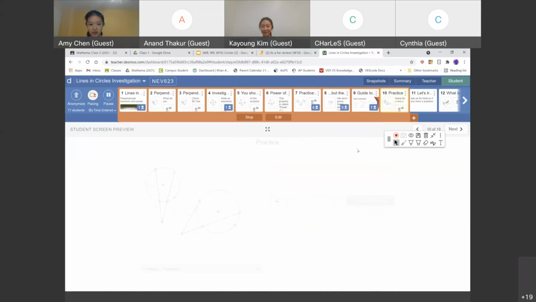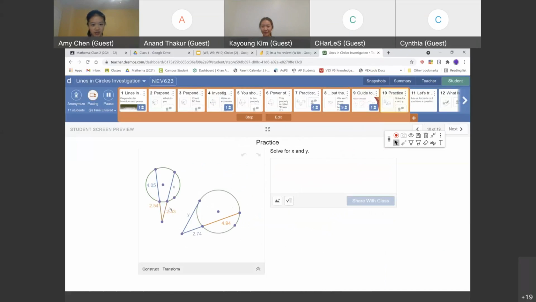So this is just it again, but in a nicer format. So let's do some more practice. Solve for x and y again, and you can definitely use a calculator.